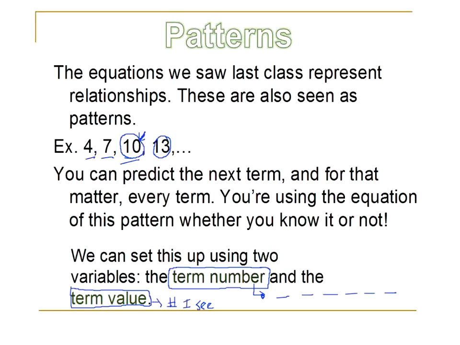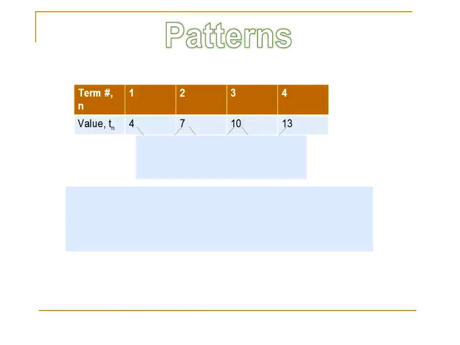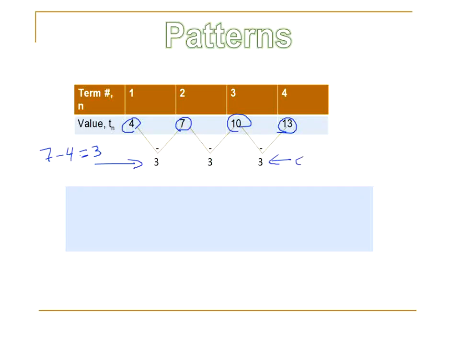So we can rewrite this pattern like this. The term numbers, 1, 2, 3, 4, that's the placement. The term values are 4, 7, 10, 13, as we talked about. And so we can clearly see here that there's a pattern. And the pattern arises from this common difference. We see here that we take 7, subtract 4, that gives me 3. Similarly, 13 subtract 10 gives me 3, and 10 subtract 7 gives me 3. So this is what's called a common difference.